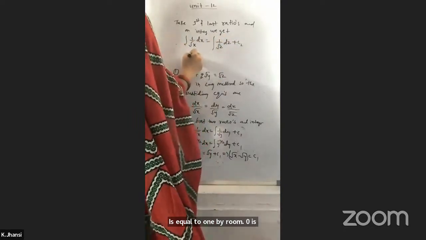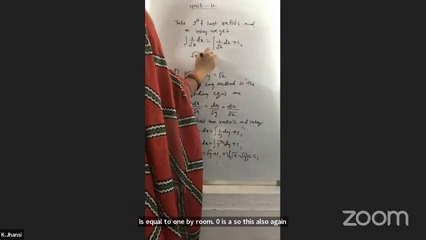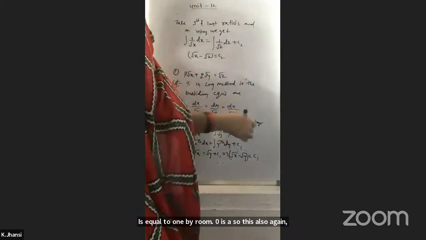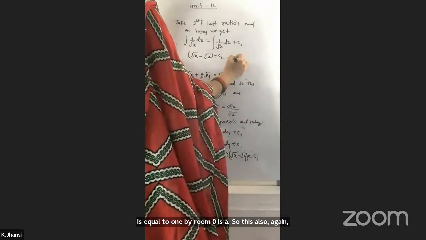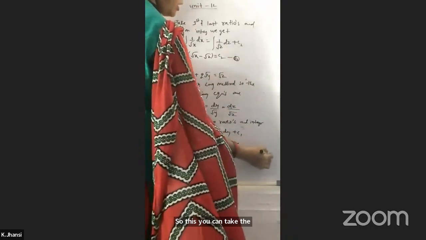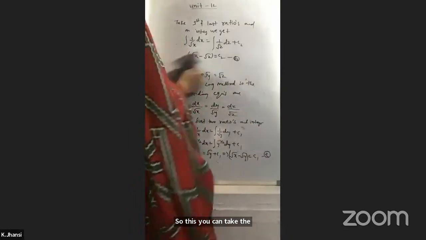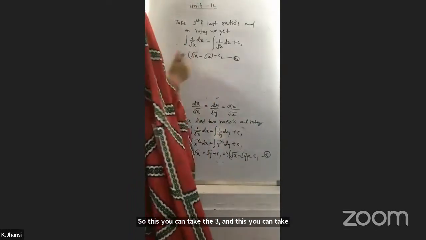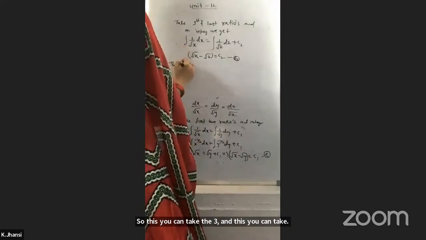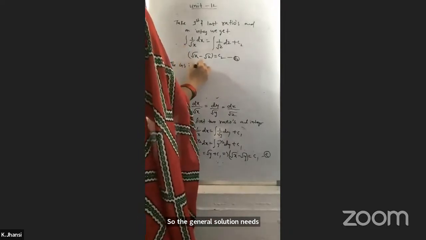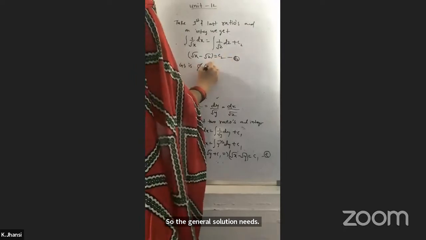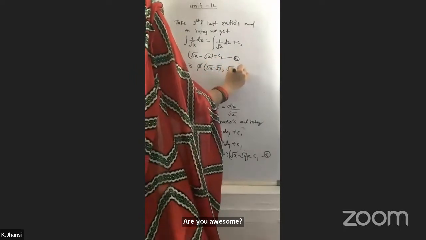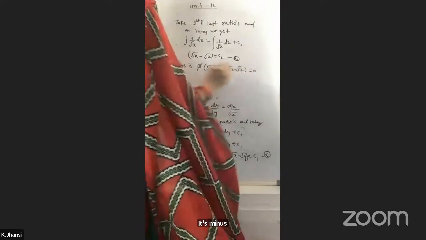Okay. So this also again you will get root x minus root z equals c2. So this you can take as 3 and this you can take as 2, equations. So the general solution is phi of root x minus root y comma root x minus root z equals 0.